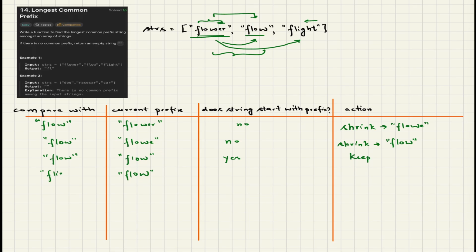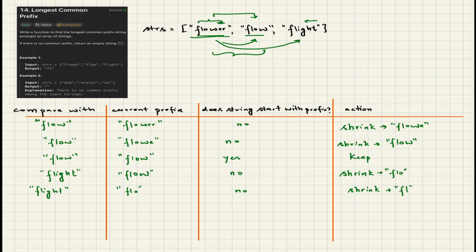So now my current prefix is flow from the previous row, and I have to compare it with flight. So does it start with the prefix? No, it does not. So what I'm gonna do is shrink my flow to FLO. So I have flight, and I have to compare it with FLO. Does it start with this? No, it does not. I'm gonna shrink it even more.